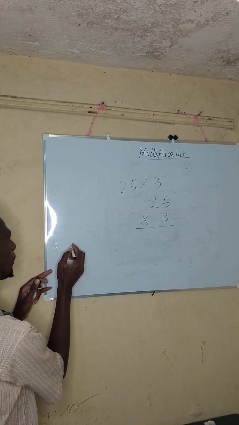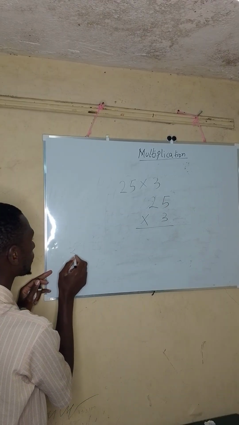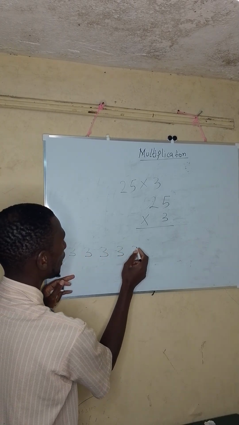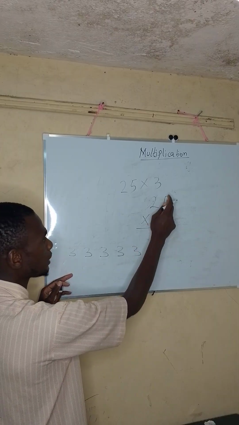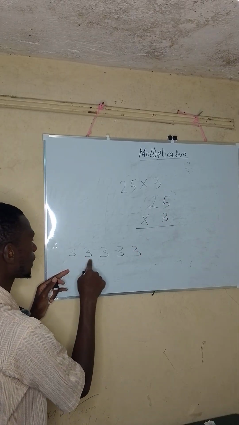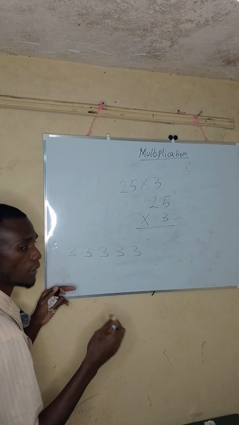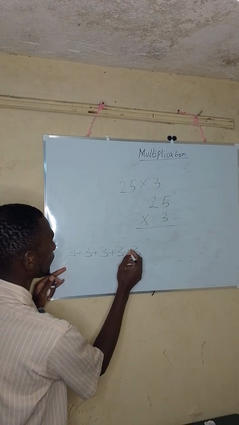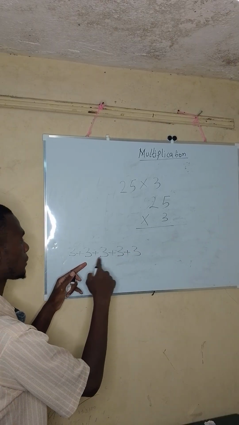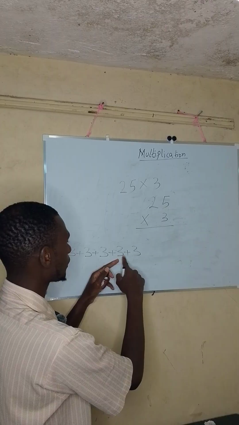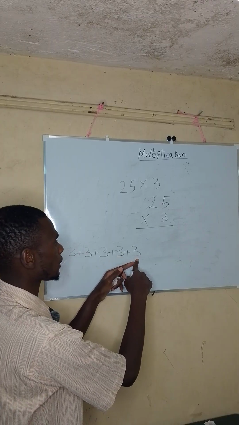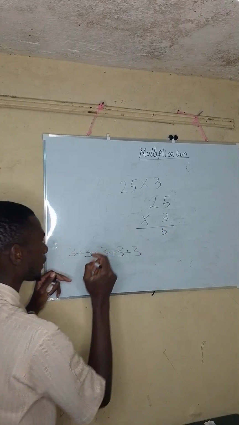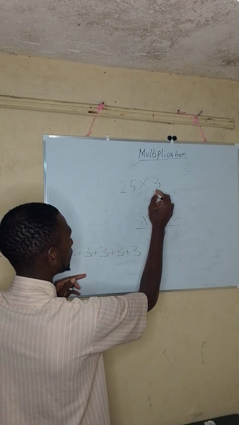3 times 5 means 3, 3, 3, 3, 3, so we have a total of 5 3s. If you add the 5 3s, 3 plus 3 is 6, 6 plus 3 is 9, 9 plus 3 is 12, 12 plus 3 is 15. So you write your 5 here, and the 1 you carry and put on top here.